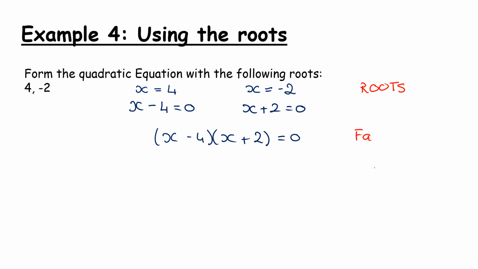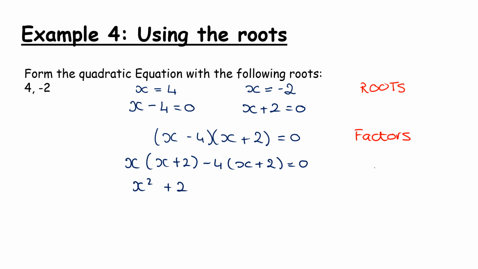So at this line here, this is our factors. Now, if I want to multiply out that bracket, we split the first bracket, which is x times x plus 2 minus 4 times x plus 2. That equals 0. Multiplying that out, I get x squared plus 2x minus 4x minus 8 equals 0. And we get x squared minus 2x minus 8 equals 0. And we are back to our equation.